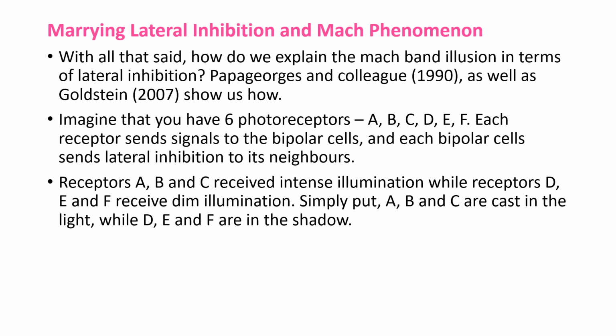Imagine that you have 6 photoreceptors, A, B, C, D, E, F. Each receptor sends signals to the bipolar cells, and each bipolar cell sends lateral inhibition to its neighbors. Receptors A, B and C received intense illumination while receptors D, E, and F received dim illumination. Simply put, A, B and C are cast in the light, while D, E, and F are in the shadow.